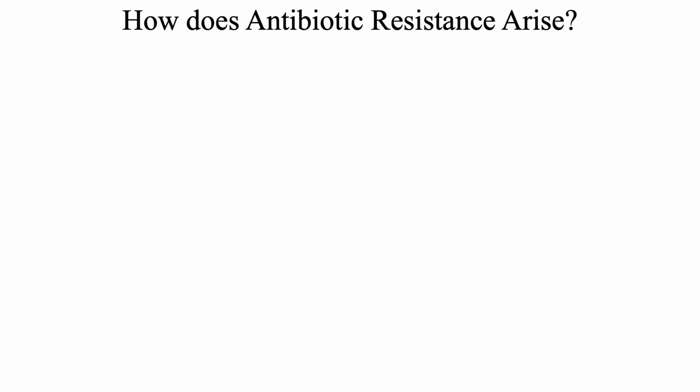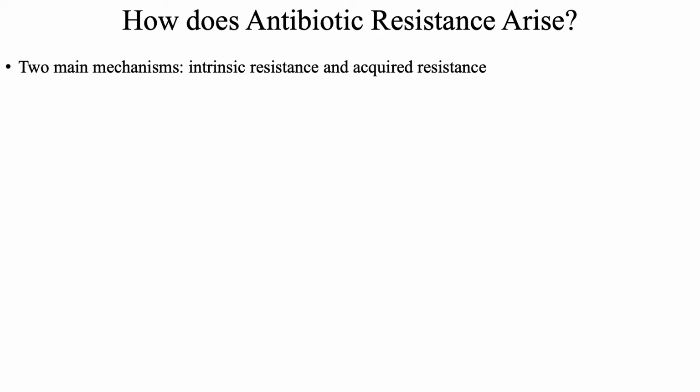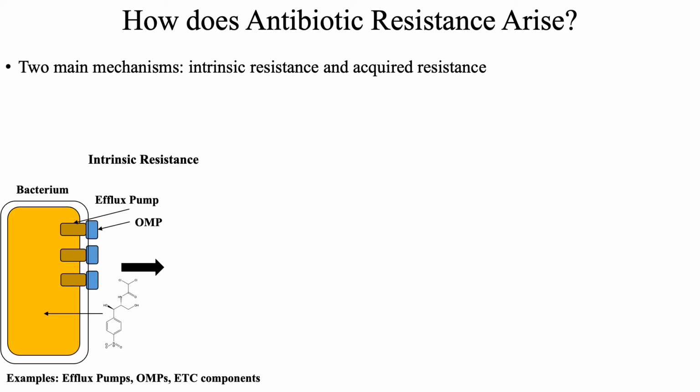So, antibiotic resistant bacteria are a problem, but how did they arise in the first place? Well, two main mechanisms exist for this: intrinsic resistance and acquired resistance. Intrinsic resistance utilizes genes already inside the cell in order to confer antibiotic resistance, and examples include efflux pumps, outer membrane proteins, and electron transport chain components.